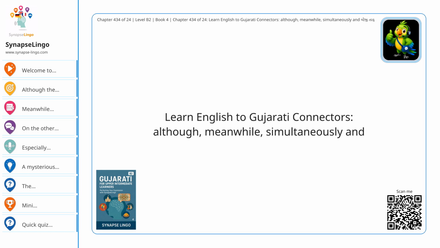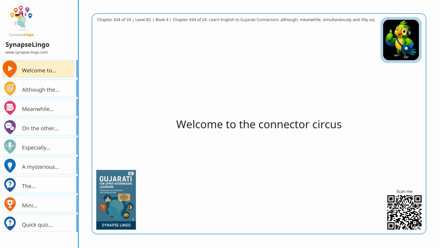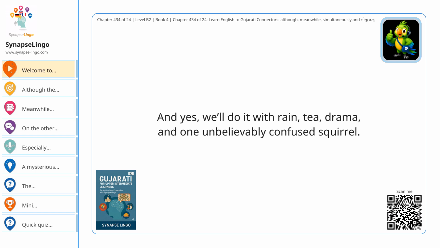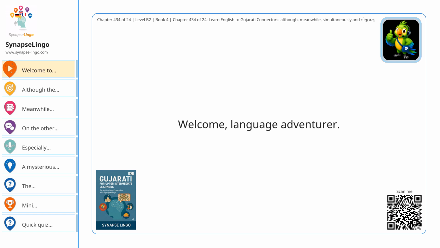Learn English to Gujarati connectors: although, meanwhile, simultaneously, and on the other hand. Welcome to the connector circus. Hey, you're about to learn some powerful little words that glue thoughts together. And yes, we'll do it with rain, tea, drama, and one unbelievably confused squirrel. Welcome, language adventurer. Today you will meet two ways to say although.